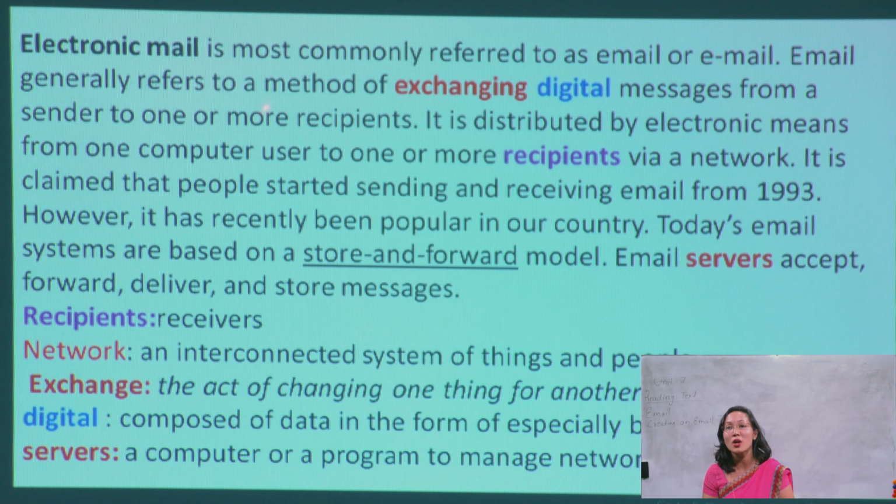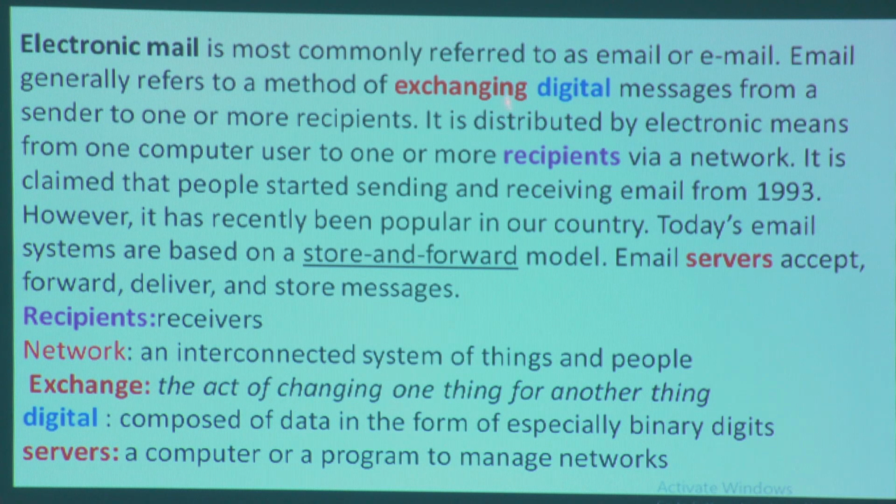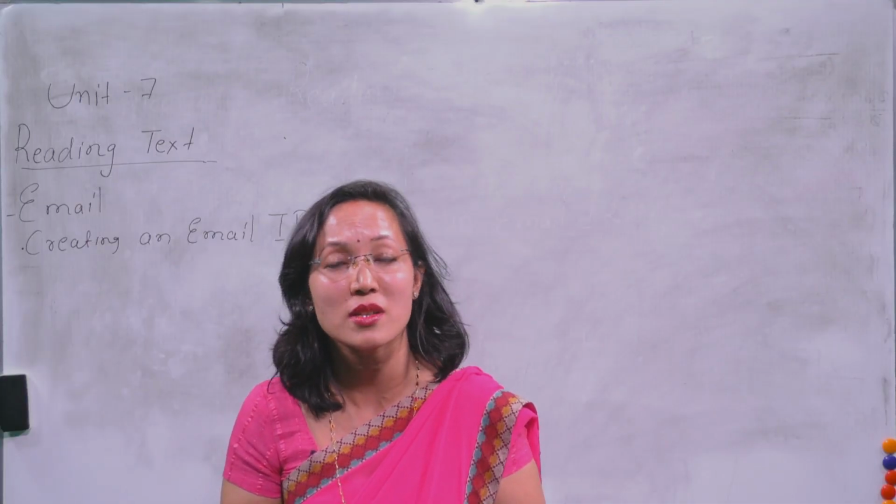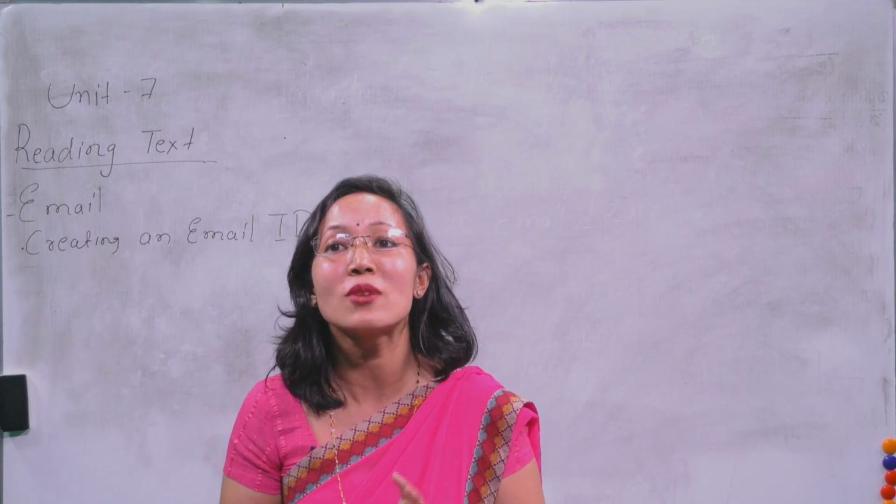Email generally refers to a method, a process, of exchanging digital messages from a sender to one or more recipients. Exchanging means the act of changing one thing for another thing, and digital simply means data. Just remember, it's data. If you send a message to others, you also get a message in return. That is the process of exchanging digital data. And messages from a sender to one or more recipients: if required, you can send the same message, or the same photos or email message, to more than one receiver.